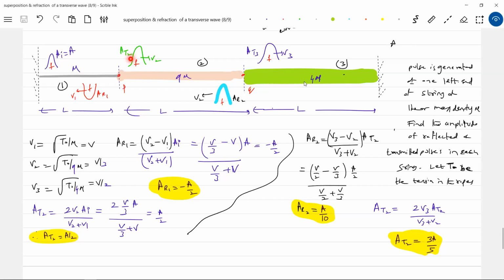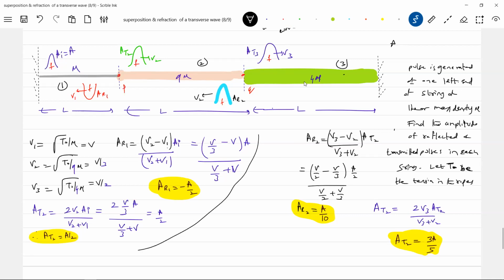What is the amplitude of transmitted pulse? Less than that of incident pulse. Come here. What is the amplitude of transmitted pulse? Greater than that of incident pulse. It can happen. So what is the conclusion we can make now? I think I'll write it here. What is the conclusion we can make now? This is some important conclusion.